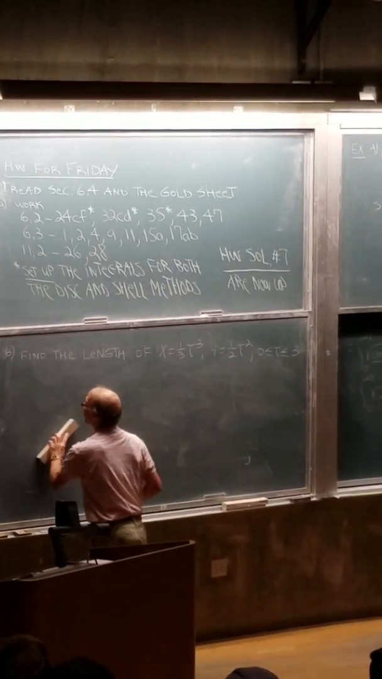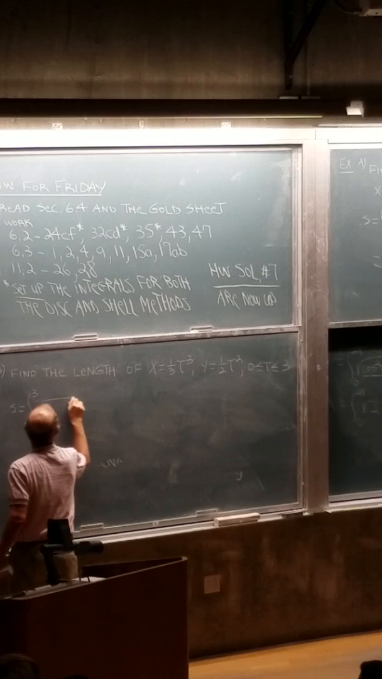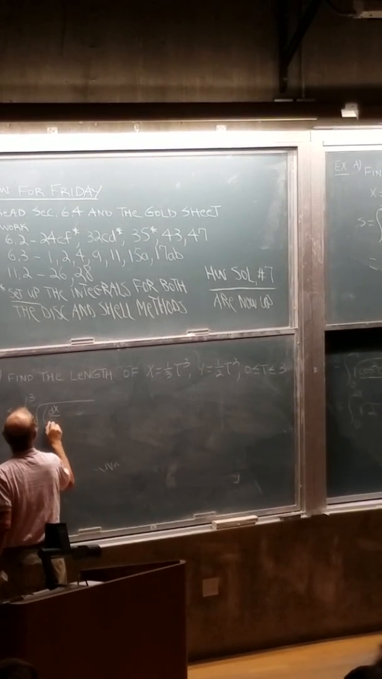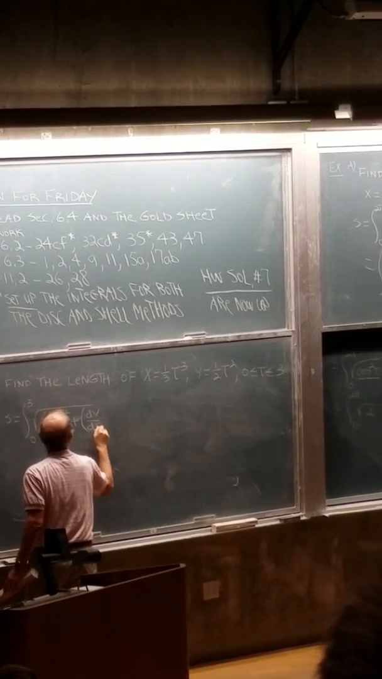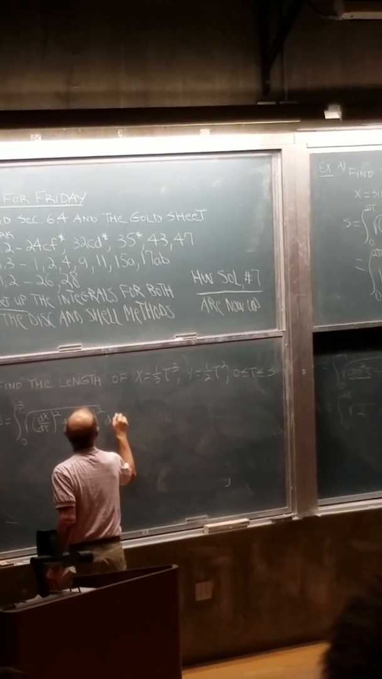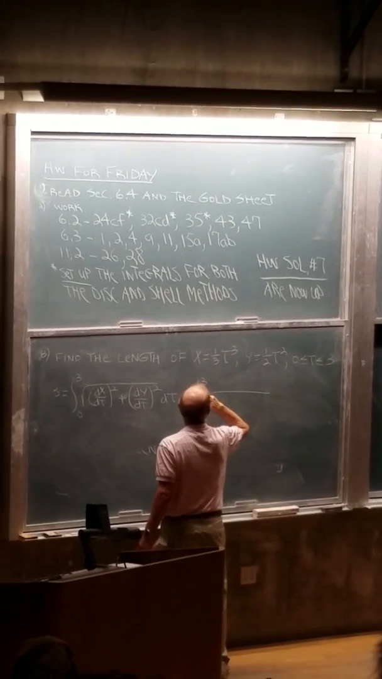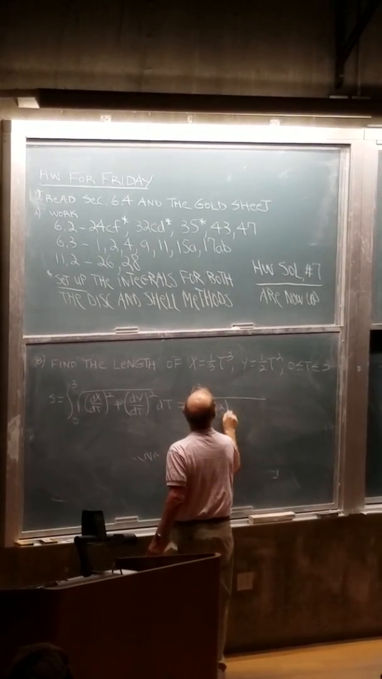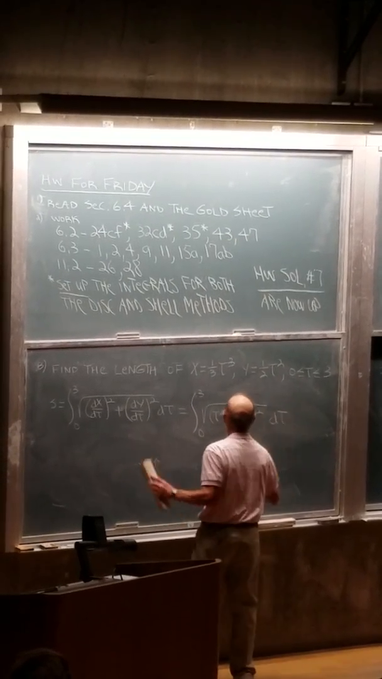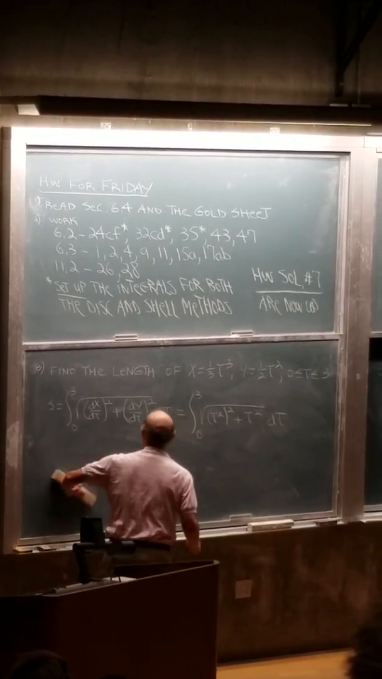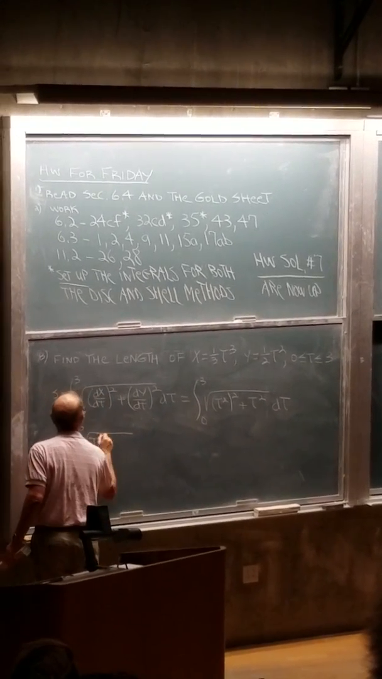So if we use our arc length formula, we have that the arc length is going to be the integral from 0 to 3 of the square root of the derivative of x squared plus the derivative of y squared. In this case the derivatives are easy to figure out. We get the integral from 0 to 3 of the square root of, the derivative of x is t squared, so we get t squared squared, and the derivative of y is just t, so we get plus t squared dt. So we have the integral from 0 to 3 of the square root of t to the 4th plus t squared.